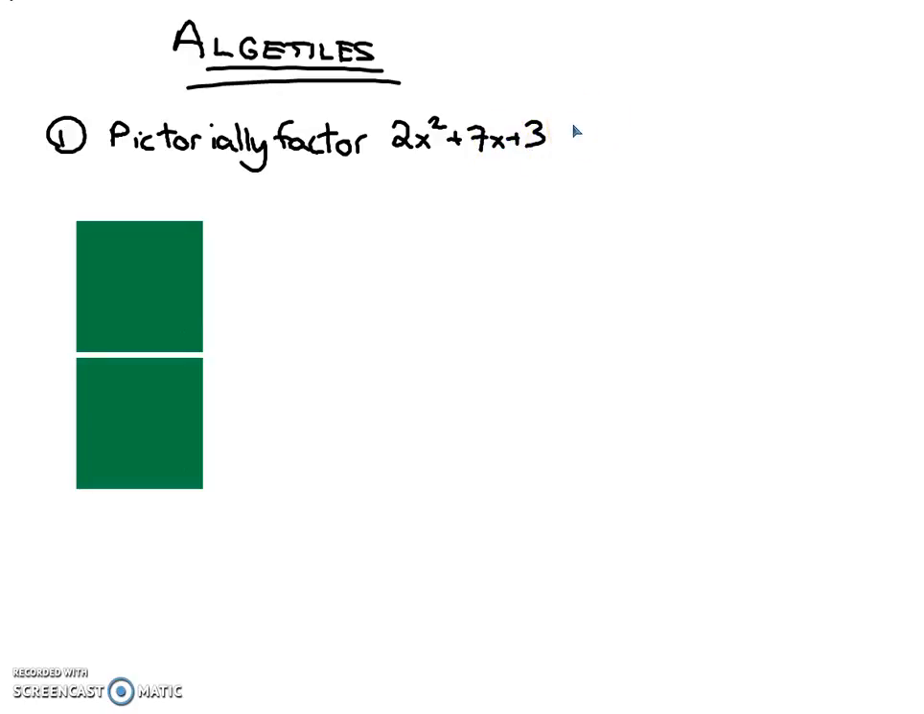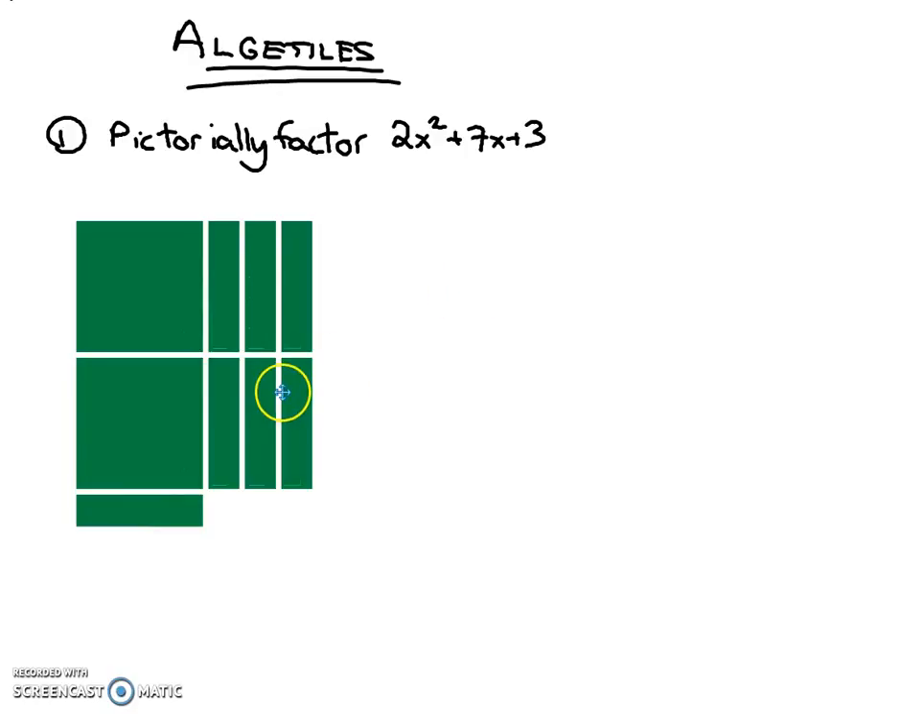Now you can play around with this. Eventually you should see you're going to get 1 down here and 6 down here. I can see this is going to work because it leaves 3 blank spots for my 3 1s. Place my 3 1s. There we go. I have pictorially factored this expression with Algetiles. You are done.